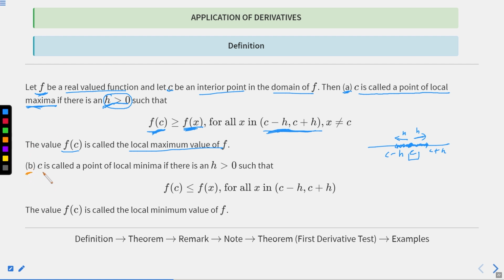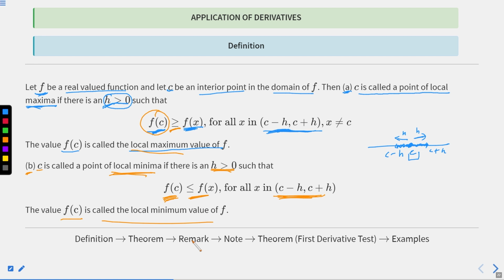B part, c is a point of local minima. Now we are talking about local minima. If there exists a positive h such that f of c is less than or equal to f of x for every x in this domain. Okay, clear? So the only difference is f of c is greater than or equal to in a local maxima, and in a local minima f of c is less than or equal to. Then you can say that f of c is the local minimum value of f.